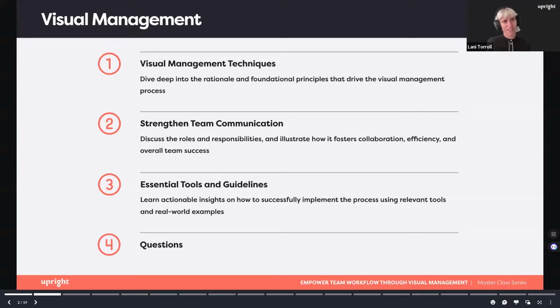Today's three topics are going to be visual management techniques. So Cal, first, let's discuss what the standards are to create a visual management methodology. Then we're going to move on to strengthening team communication and how this particular methodology can help foster communication between your leadership and also your employees. And then we're also going to talk about the essential tools and guidelines needed to make this happen.